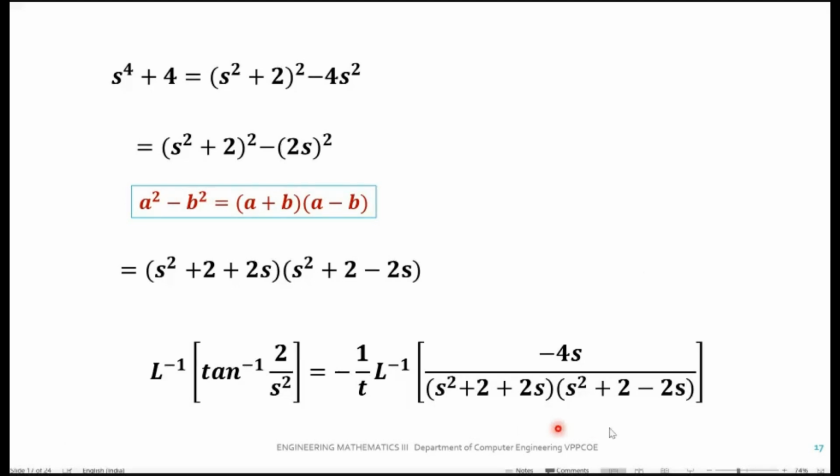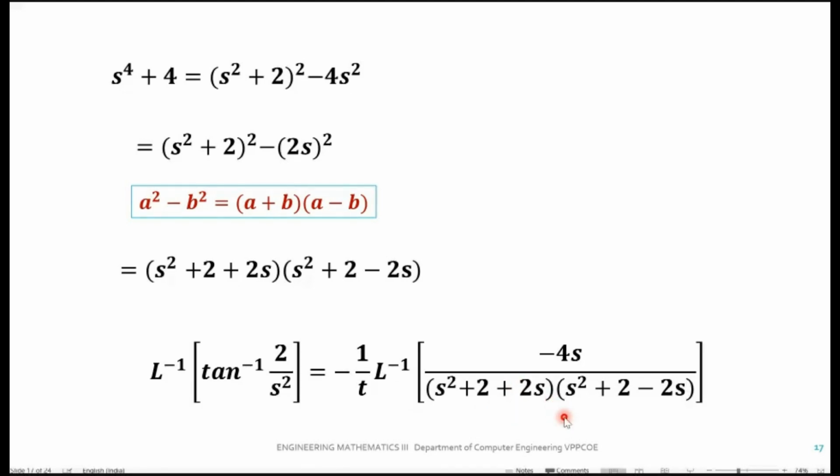ओके, मेरे पास दो टर्म्स है यहाँ पे s square plus 2 plus 2s, s square plus 2 minus 2s. अगर मुझे इन दोनों टर्म्स में से -4s चाहिए तो किसको पहले सब्ट्रैक्ट करना पड़ेगा? s square plus 2 minus 2s minus s square plus 2 plus 2s. Then I will get -4s.